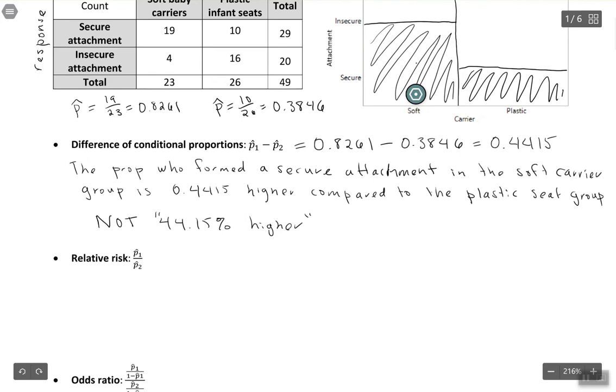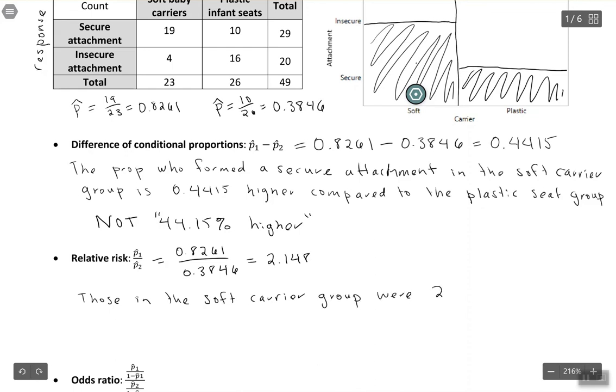Another way that you can do it is you can look at the relative risk. Here, instead of subtracting them, we're going to divide them. I've got the first group on top here. It actually doesn't really matter which way you go as long as you interpret it in a way that matches. So here I would say those in the soft carrier group were 2.148 times as likely. Now we're comparing them by a ratio instead of subtracting them. 2.148 times as likely to form a secure attachment. And again, I want to be explicit about what I'm comparing, compared to the plastic seat group.